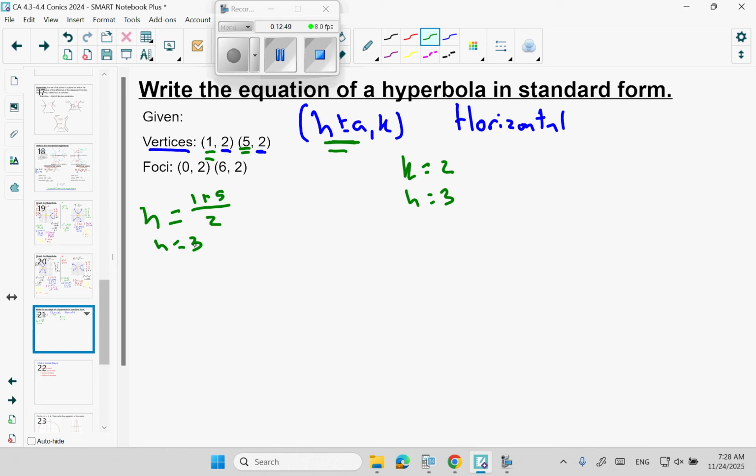So looking at 3, what would I add to 3 to get 5? What would I take away from 3 to get 1? Therefore, a has to be 2. By following that same idea, I know that h plus c equals 6. So c has to be 3. Oop, not a.